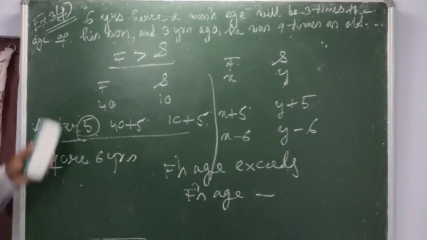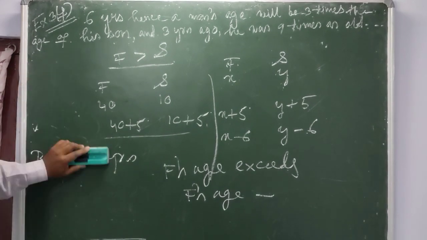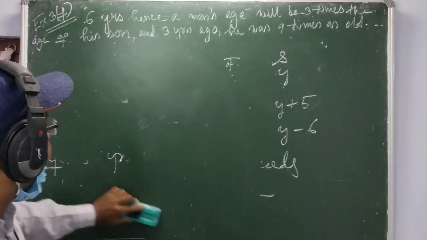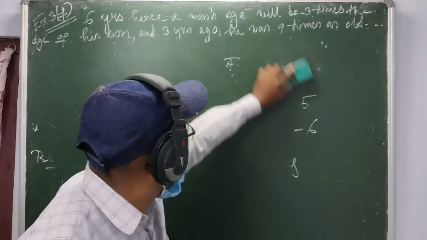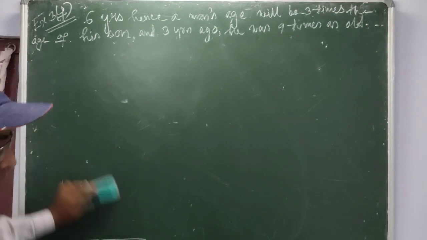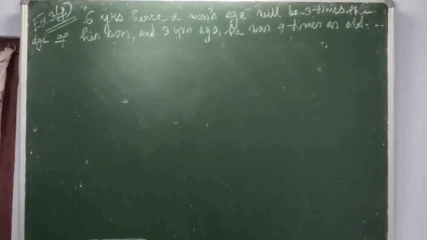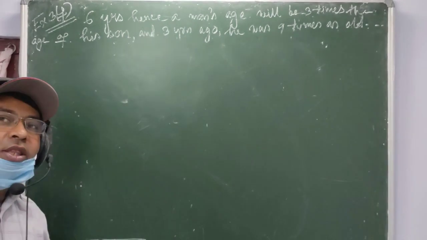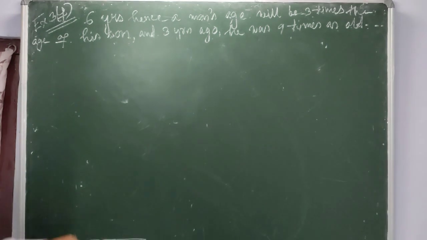Now we'll start with exercise 3F. Let me explain the question first. It's a very simple question. You just have to transform it into an equation. The question reads like this. Read the question very properly. If you read the question, then easily you can solve these sums.